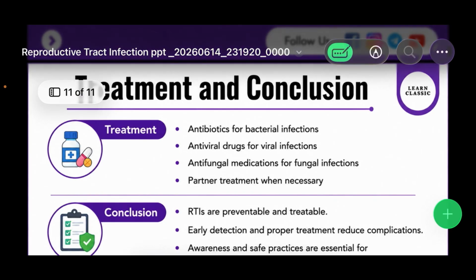Now, treatment and conclusion. The treatment which we should follow is antibiotics for bacterial infections, antiviral drugs for viral infections, antifungal medications for fungal infections, and partner treatment when necessary.